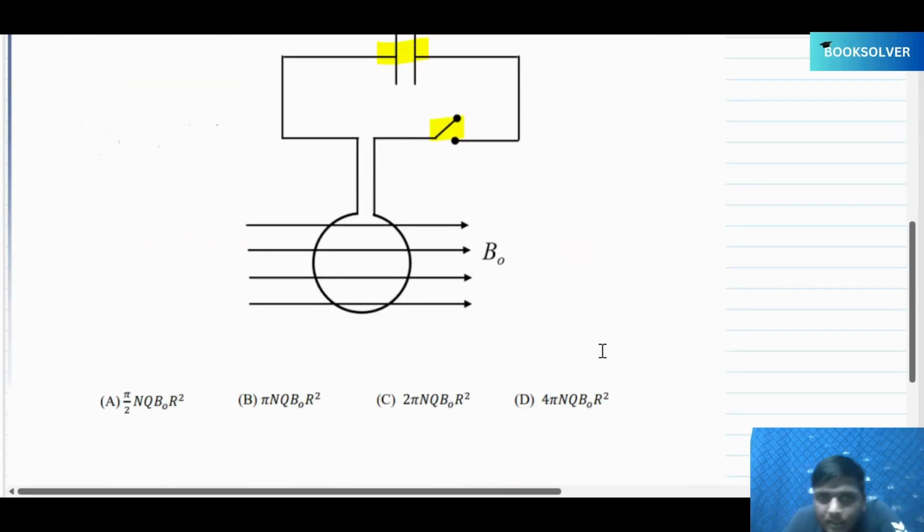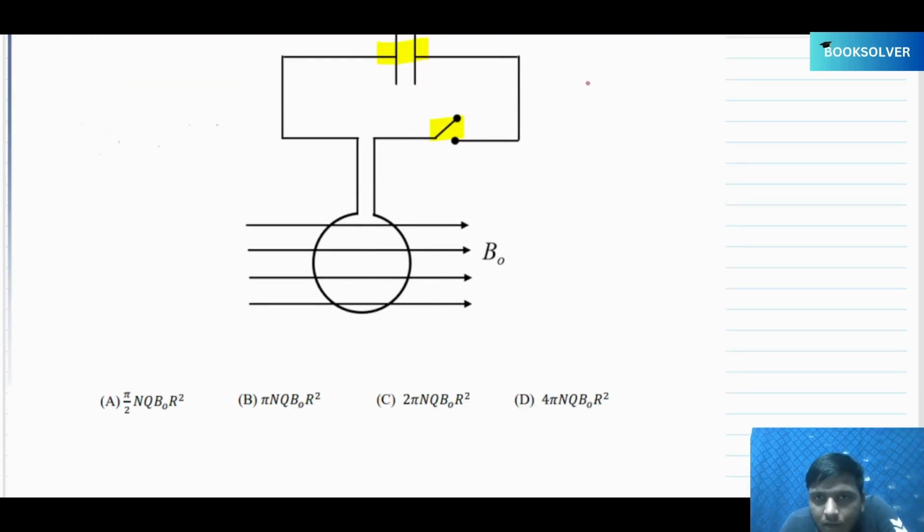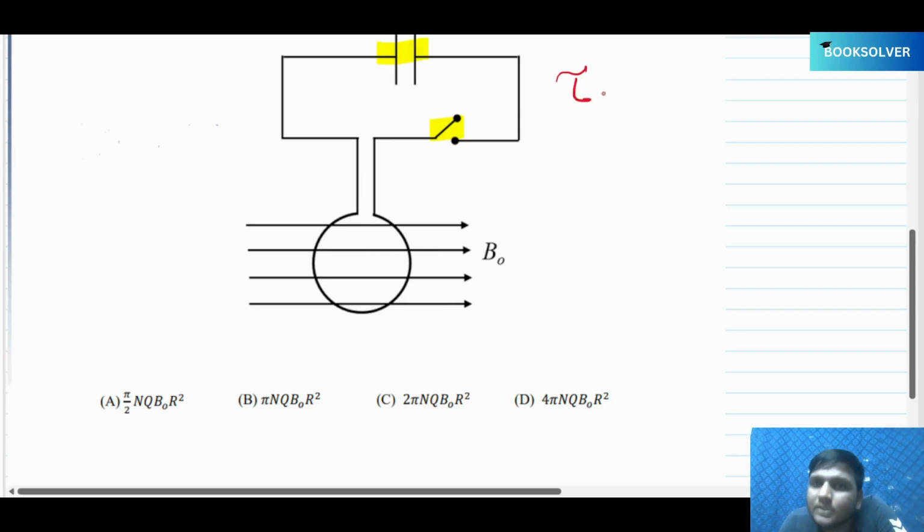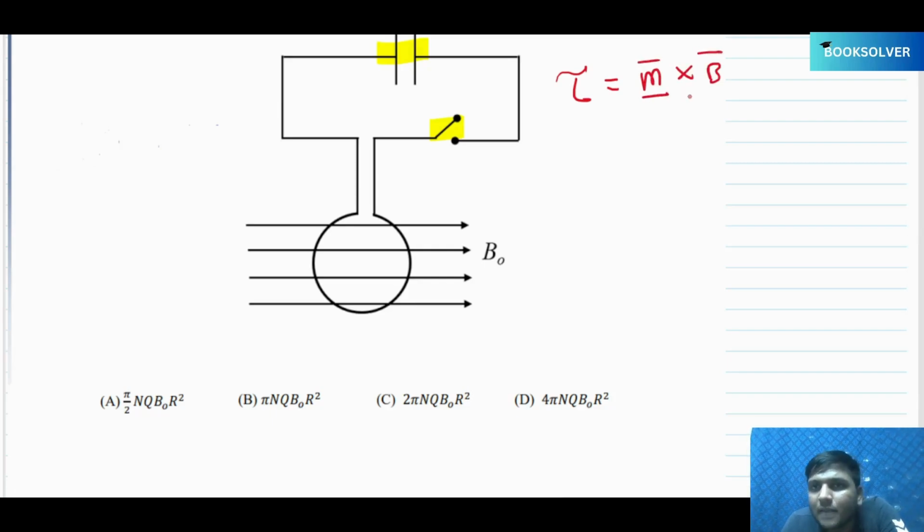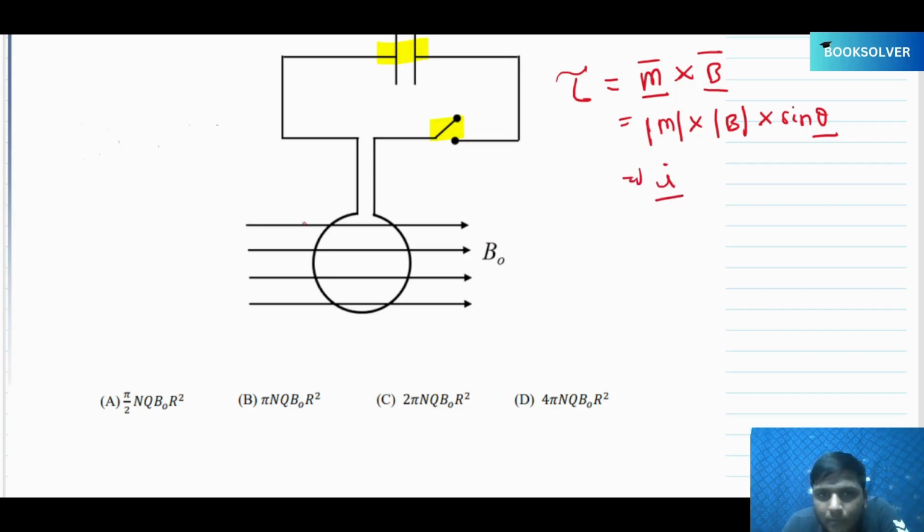So here, if you look at the diagram properly, what is the formula of torque? Let's start from torque. It is nothing but M cross B, where M is the magnetic moment and B is the magnetic field. If we break it, it is magnitude of M into magnitude of B into sine theta, where theta is the angle between them. And what is M actually? M is nothing but I passing through a loop multiplied with its area, or area vector. So we have to find the angle between the area vector and B here.